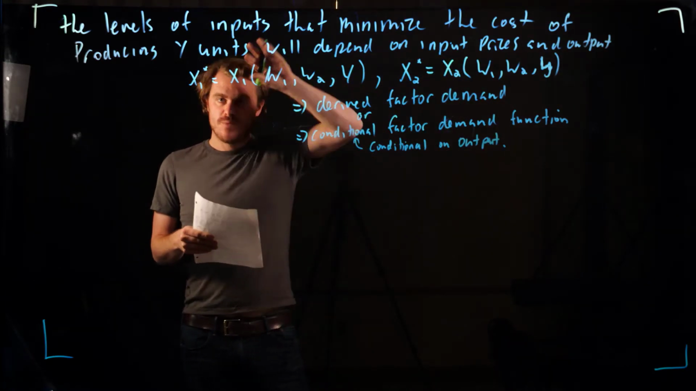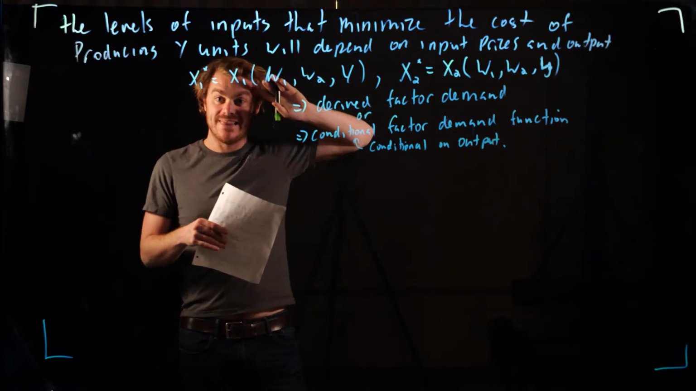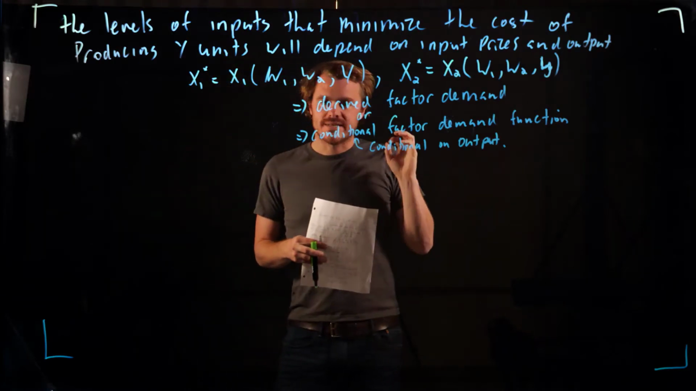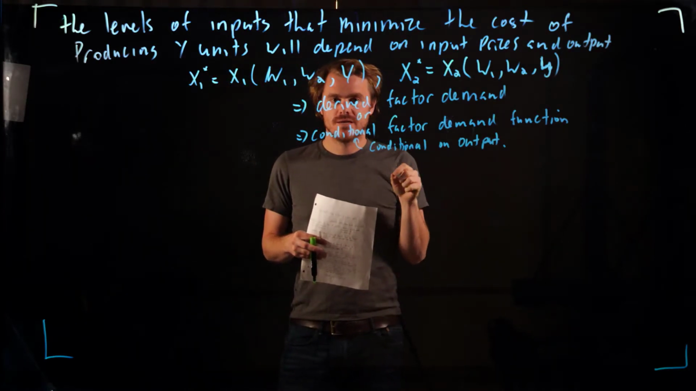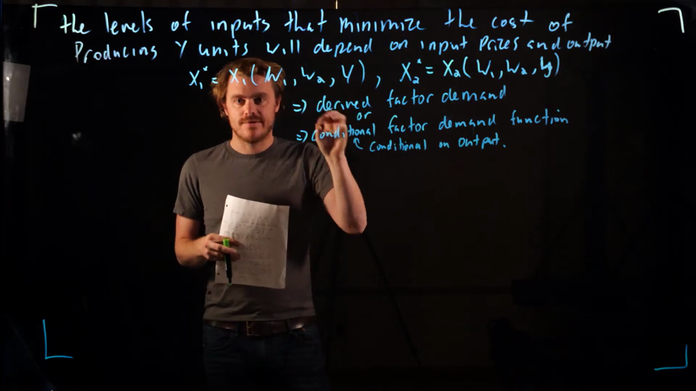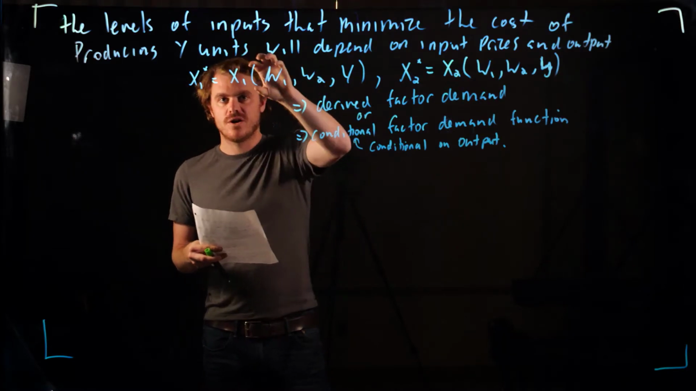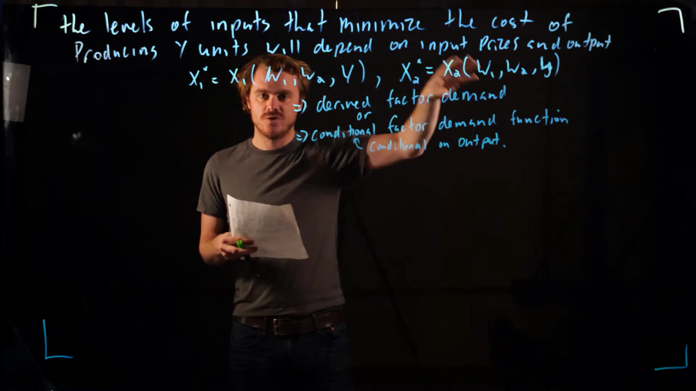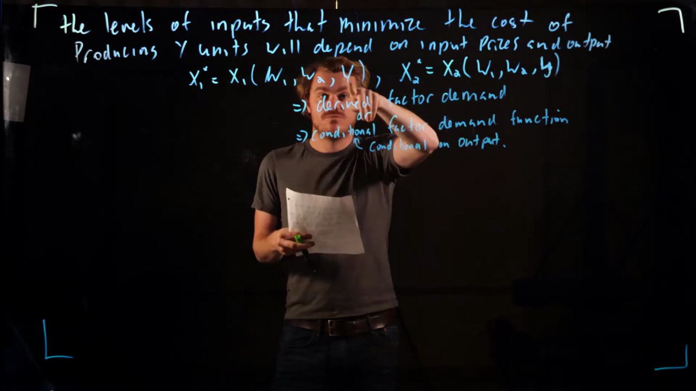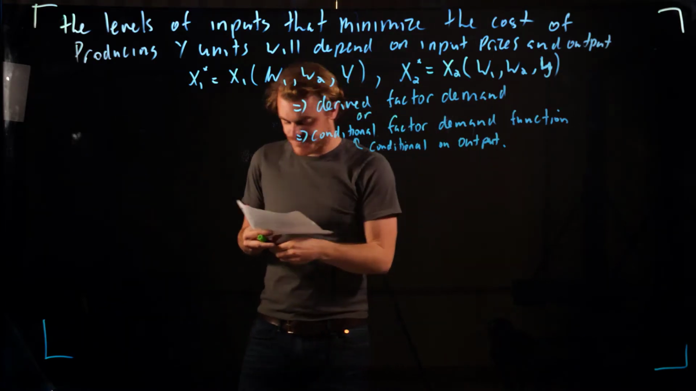Okay, so it's important to see that these are different than what we saw in that last chapter. What we saw in the last chapter was how much of these inputs we should be using to maximize profit when we had some price of output. Here, these are the amount of each of the inputs we should use to minimize the cost of producing Y amount of output. Those are different things.